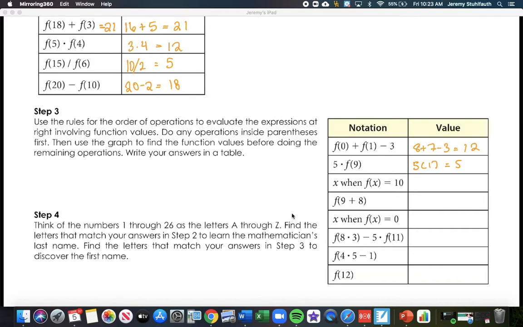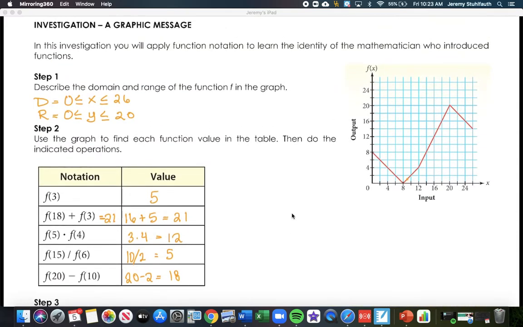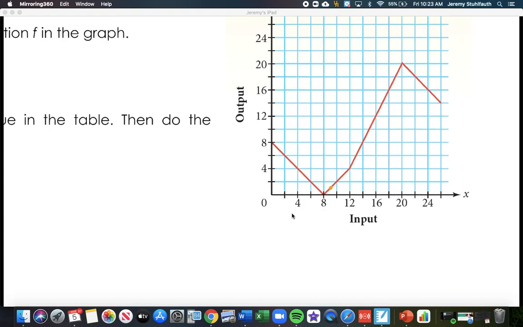The next question is a little different. It says, find the x value when f of x is equal to 10. So again, it's asking, what is the x value when y equals 10? So the best thing to do is come up here to your graph, find where y equals 10 is, and draw a horizontal line across your graph. Then we'll see that right here, we have y equals 10 when x is equal to 15.